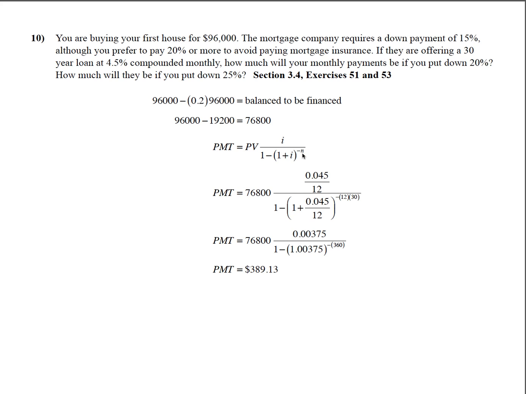M is, in Mary, number of compounding periods per year, which is 12, because we're compounding monthly, times the number of years, which is T, and that's 30 years. And so we fill all of this in, and if we enter it all in correctly, then we will come up with payments of $389.13.